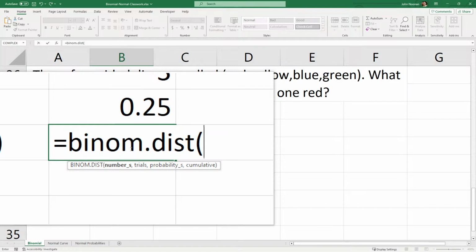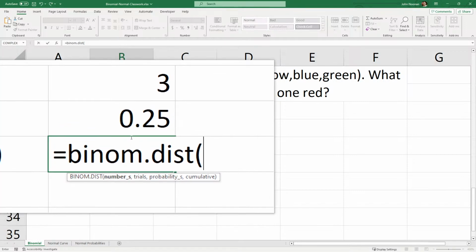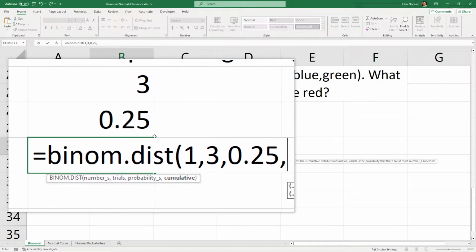Now let's see. Most of this is pretty straightforward. The number of successes. Oh, this is different, isn't it? It's backwards from the way we had binom dist range. So the number of successes comes first. So that's 1 success. And then the number of trials, there were 3 trials because I have 3 dice. Then the probability of success, 0.25.